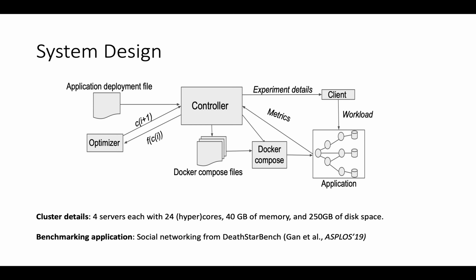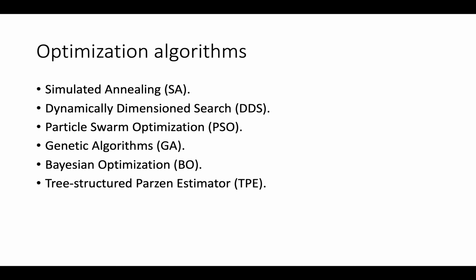Coming to the application that we use, a social networking application from the DeathStarBench. We deploy the application on 4 servers, each with 24 hyperthreaded cores, 40 GB of memory, and 250 GB of disk space. This is a list of optimization algorithms that we use in our work. We request you to read our paper for more details.